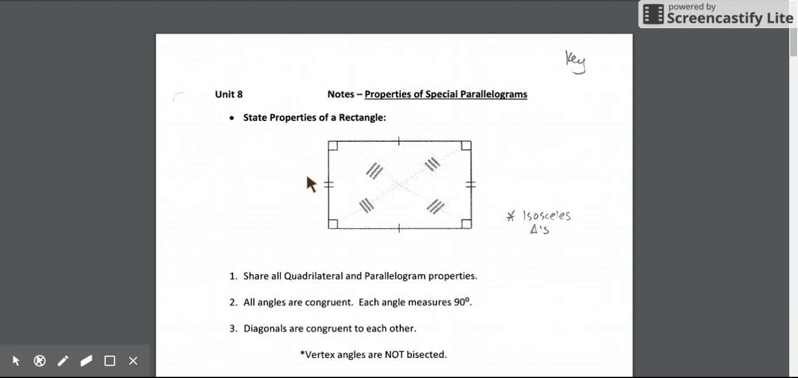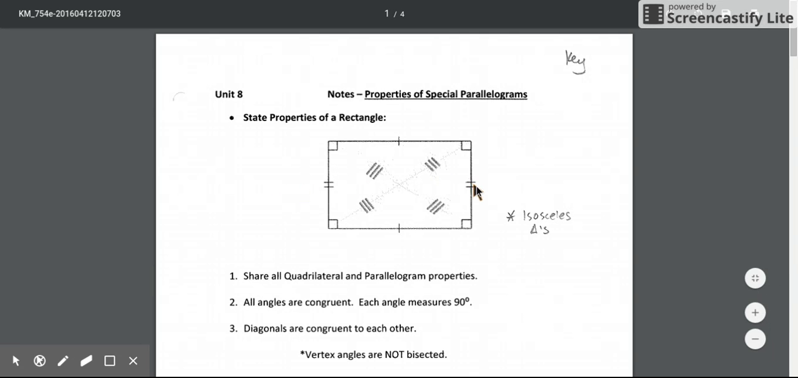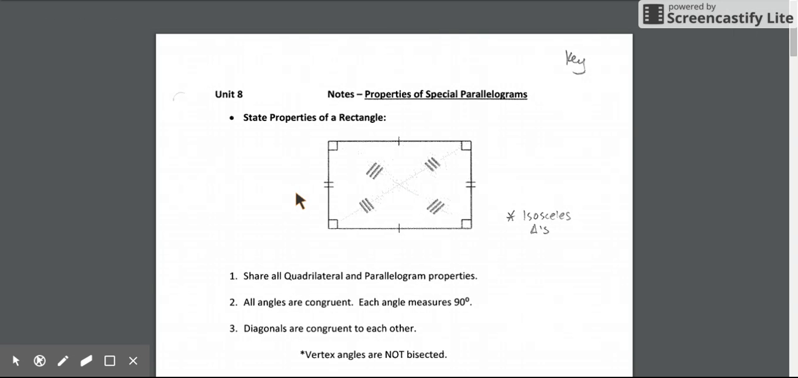360, but it's also a parallelogram, meaning that opposite sides are congruent, opposite sides are parallel, opposite angles are congruent, same side angles are supplementary, or consecutive angles are supplementary, and diagonals are going to cut each other in half or bisect each other. In addition to those properties, what makes this a rectangle rather than just any other parallelogram are these two special properties right here.